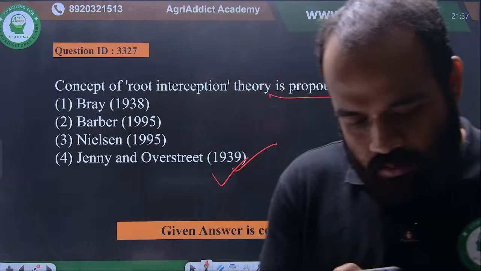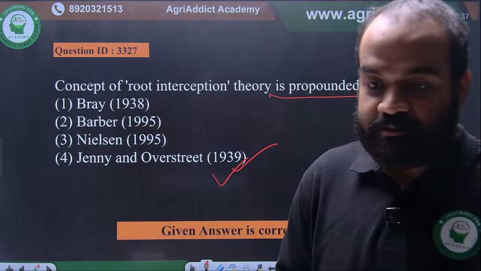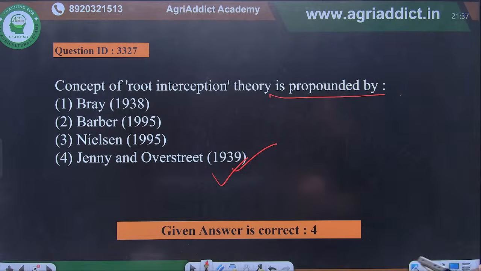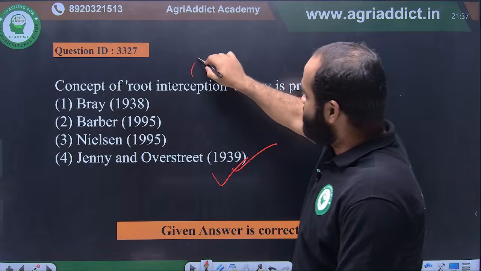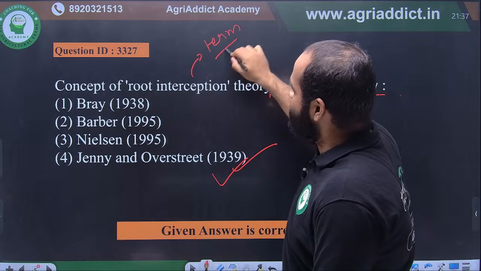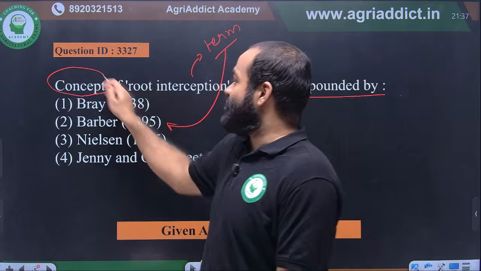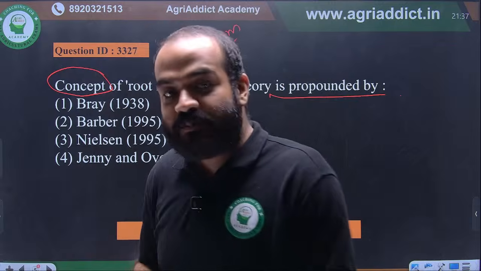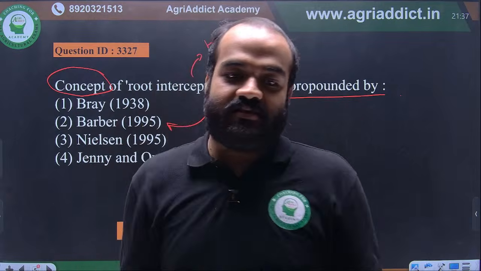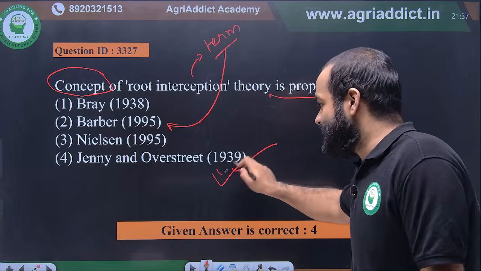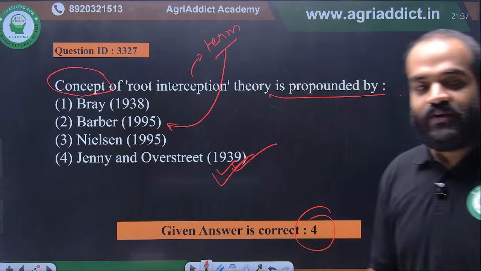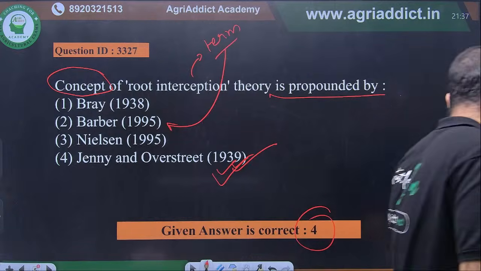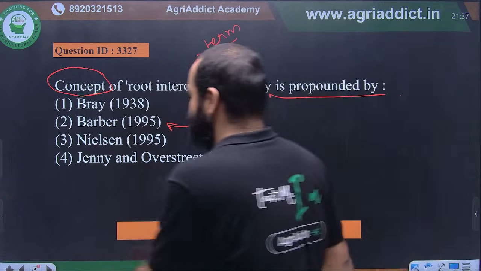Root interception term was given by Barber, exactly. If you open the mineral nutrition chapter, it is written there that the root interception term was given by Barber. But the concept of root interception, or the concept of contact exchange, or the concept of cation exchange in case of root and colloid, the answer will be Jenny and Overstreet only. So the given answer is definitely correct. All right. So this question also, we don't think it should be challenged. Now moving on.